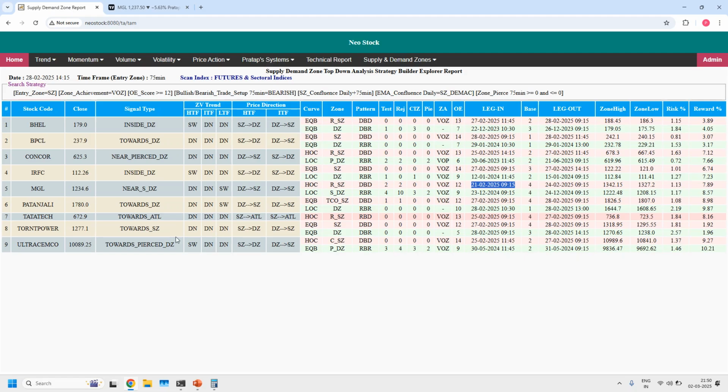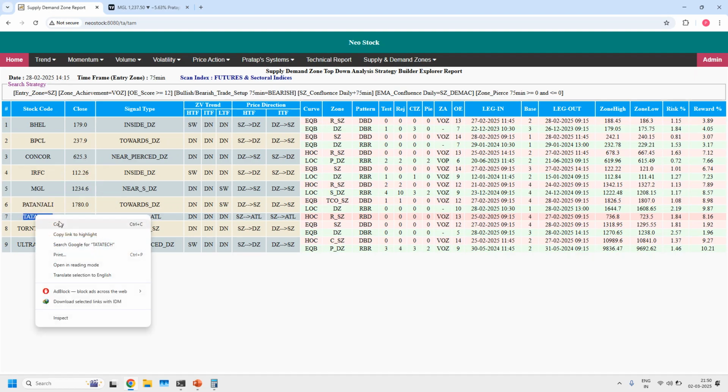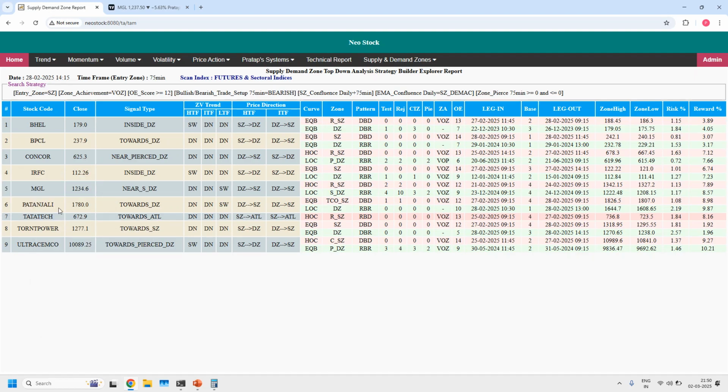Okay, this is MGL. And next one is TCO supply zone, low priority. You please draw this one. Next, high priority. Tata. These are the new ones, Patanjali, Tata Tech. They are all added this week. This month only they added. Few days back, these 2 are added.